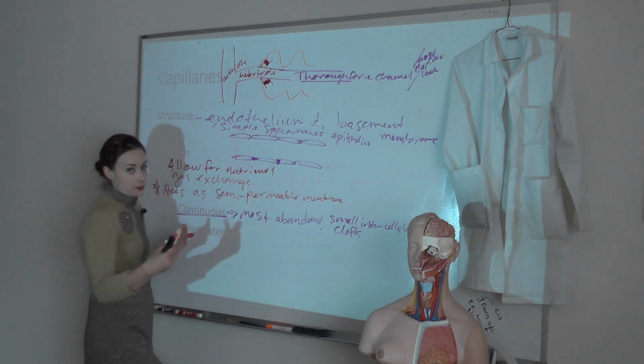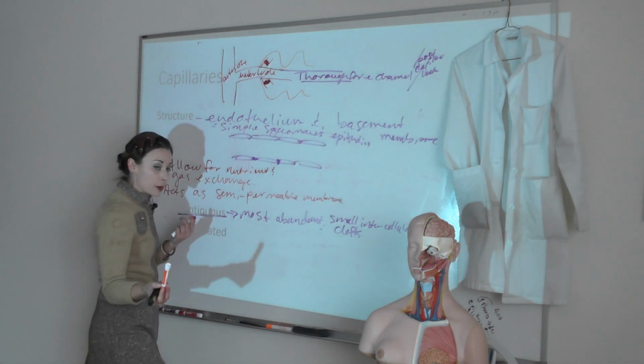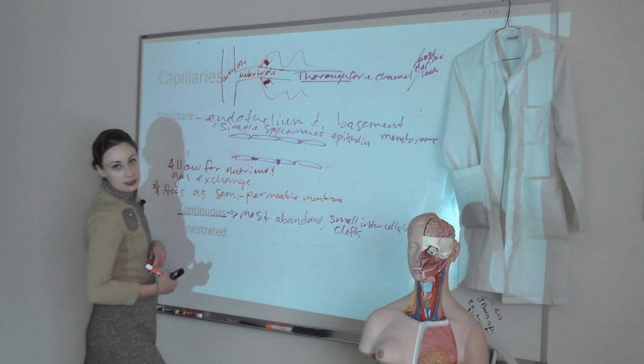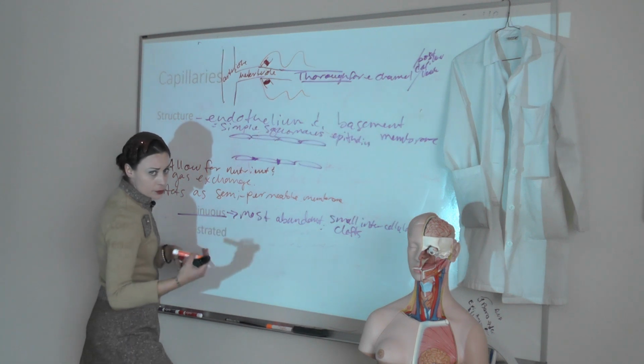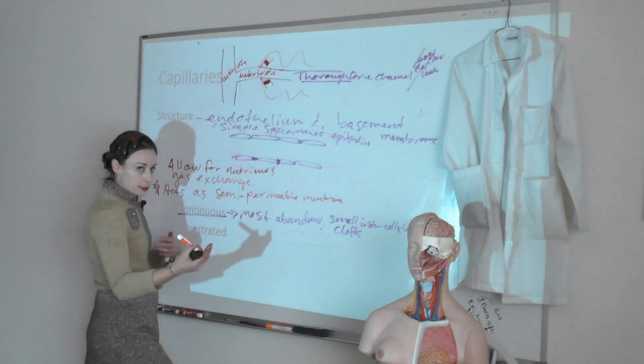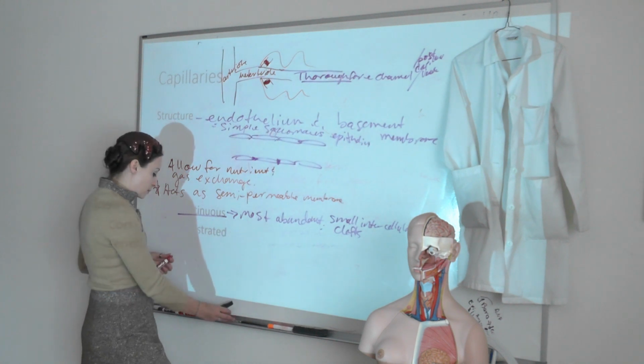So we find these in areas where filtration is important, like kidneys where we're filtering your blood. We also find these in the small intestine where we need to do absorption of nutrients. So also bring small molecules into those cells pretty easily.